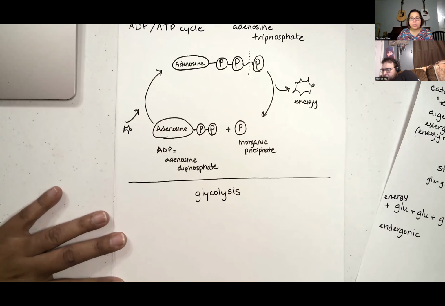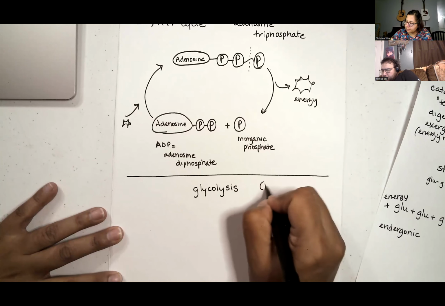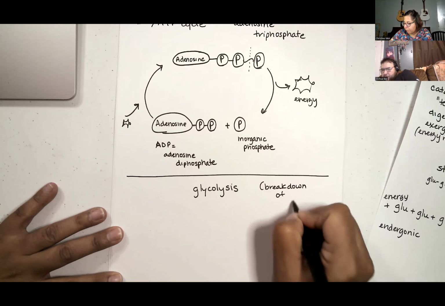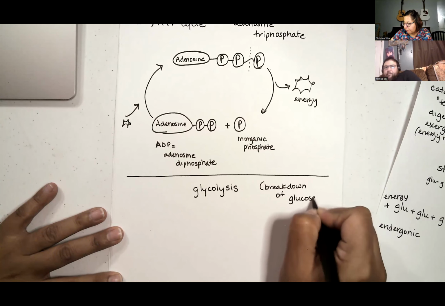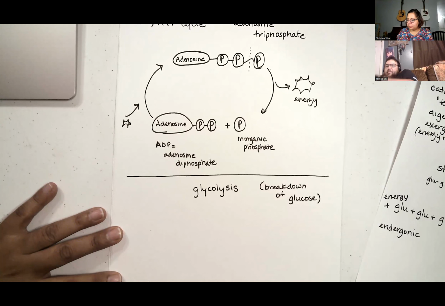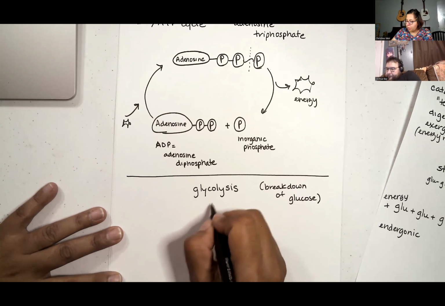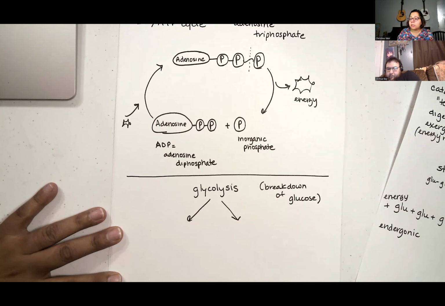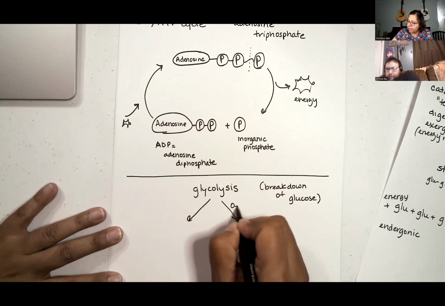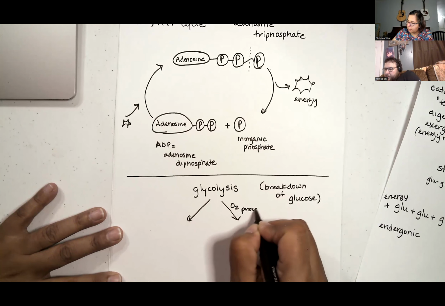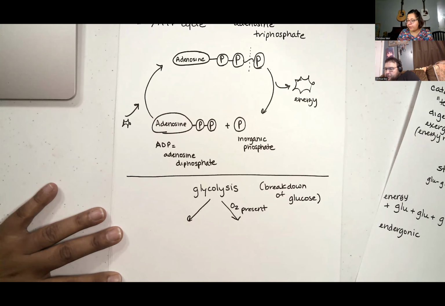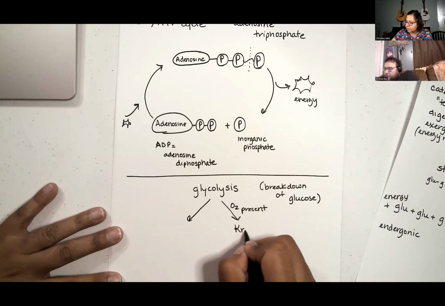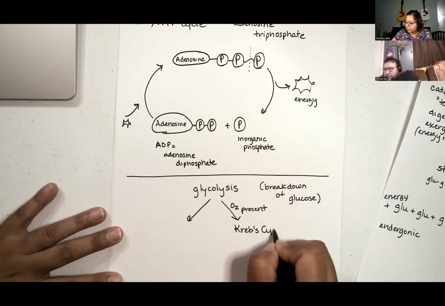There's a process called glycolysis, which is literally the breakdown of glucose. That happens as a first step. What follows glycolysis depends on how much oxygen is readily available. If you have oxygen present, if it's readily available, then after glycolysis, you start a process called the Krebs cycle.